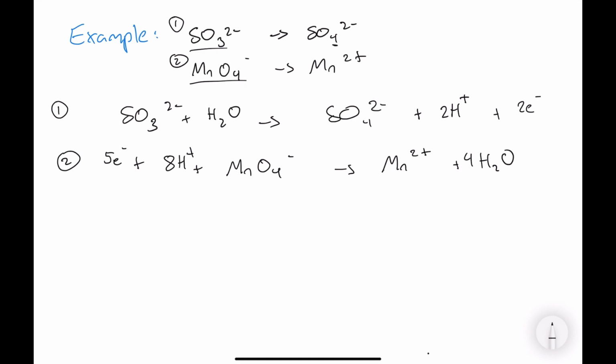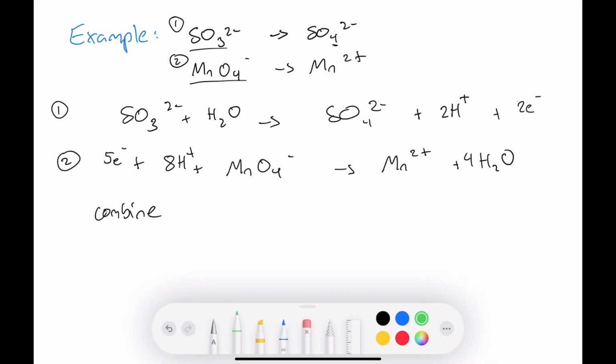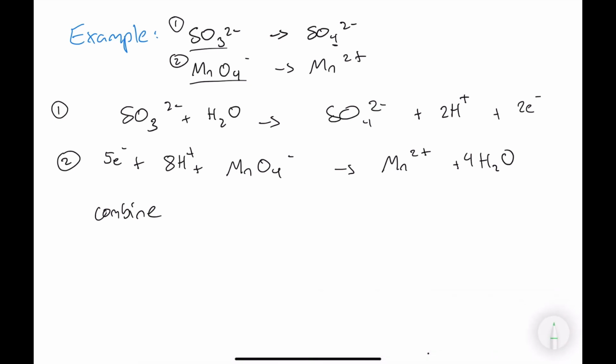So the next thing we need to do is multiply. The next thing we have to do is combine them, and to combine them, we want to cancel out the electrons. So we'll just multiply them to cancel them out. So I'll multiply this entire equation by 5 and this entire equation by 2, because then we'll have 10 electrons in both sides and we can cancel that out. And then you can write the whole equation.